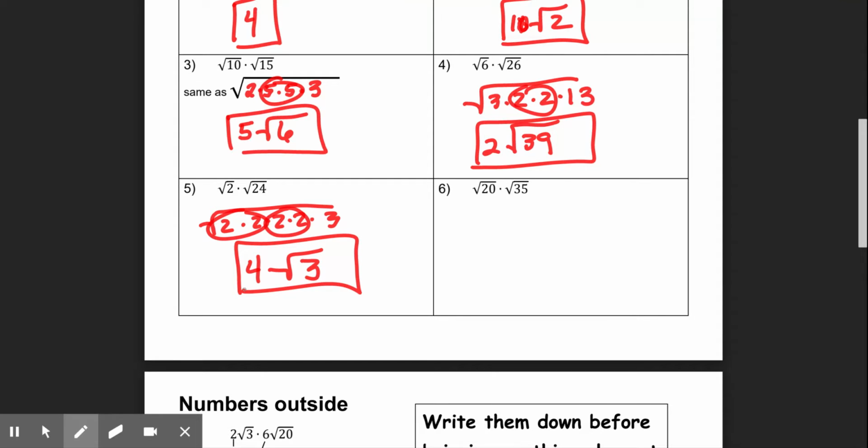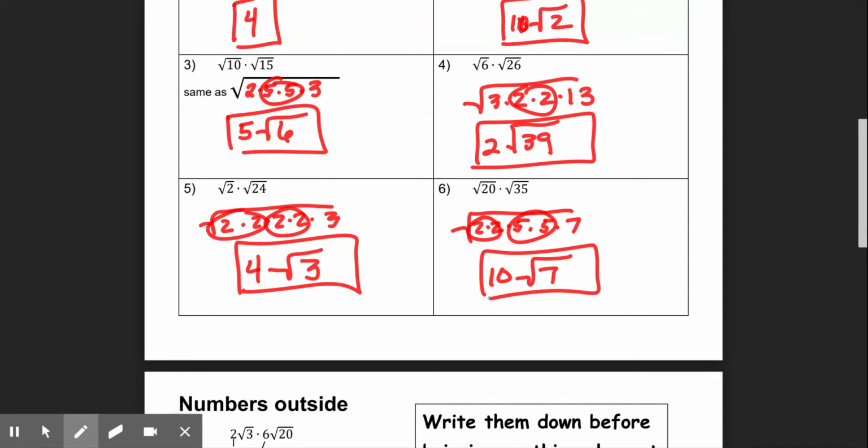20 and 35. So for 20, I'm going to use 4 and 5. So 4 is 2 times 2 and then times 5. And then 35, I'm going to use 5 and 7. So I have 5 times 7. So here's a pair of 2's and a pair of 5. So 2 times 5 is 10 square roots of 7.